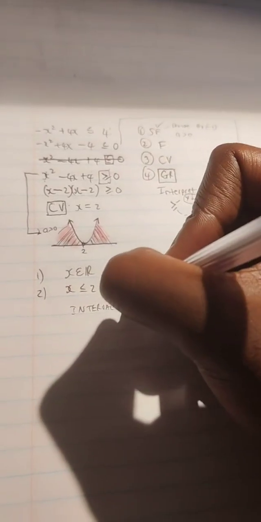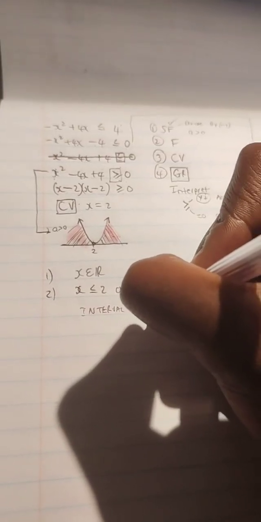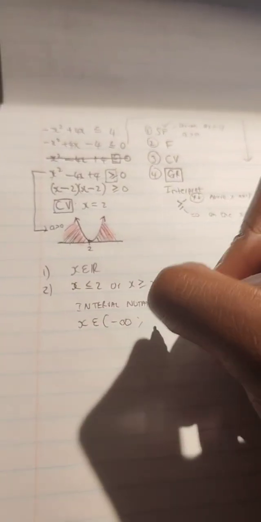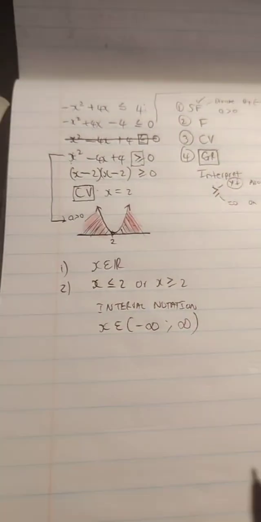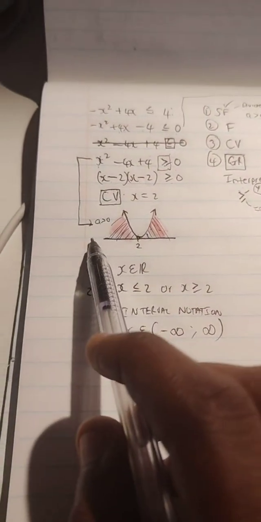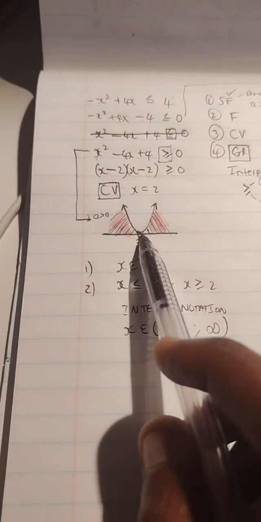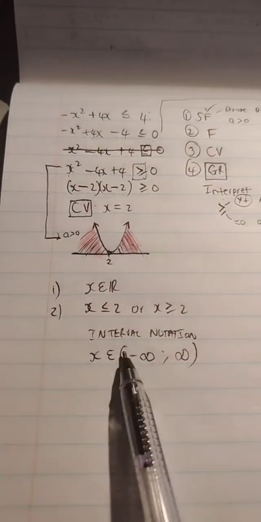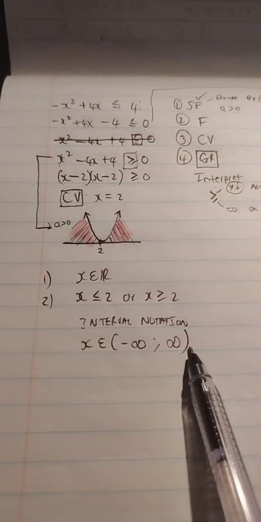Interval notation. Yeah, because there's no answer that will not satisfy. Interval notation would be x is an element of negative infinity all the way to positive infinity. Everything, guys, everything from negative infinity. 2 is also part of the answer because we're looking on the x-axis. 2 is included. So from negative infinity to what?